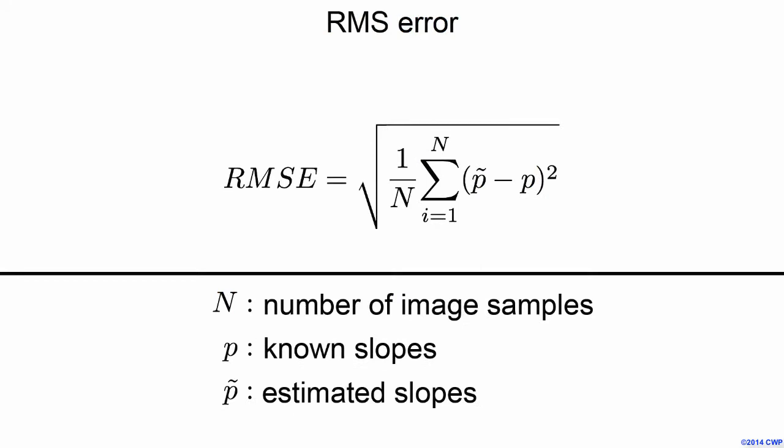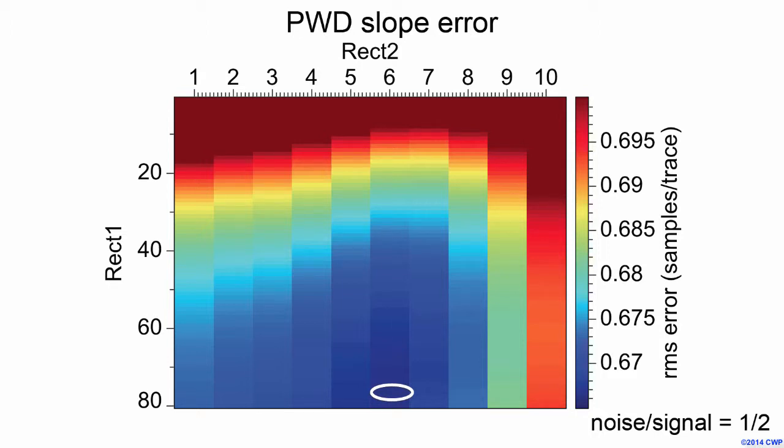A good, quick one-number value that can give us an idea of the accuracy of each method is to compute the RMS error, where p tilde is the estimated slope and p is the known slope value. Again, this gives us one value for the accuracy of the slope estimate for the entire image. We can use this RMS error calculation to produce this image, where we have different combinations of rect1 and rect2. We compute this test so that we can find the optimal rect1 and optimal rect2 values for the rest of our tests, so that, like I said earlier, we don't give one method an advantage over the other.